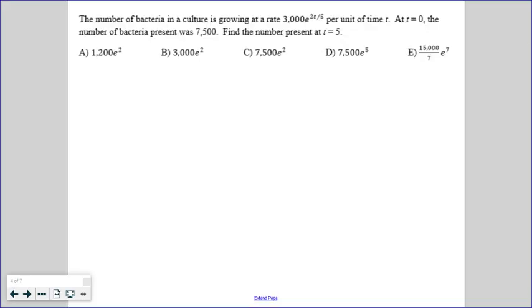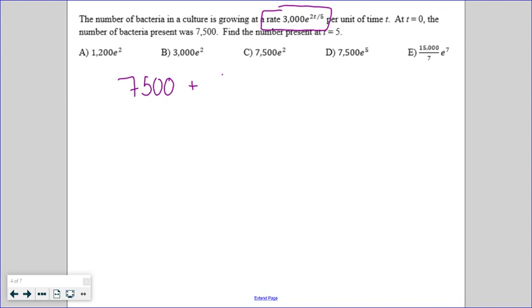All right, moving on to our next one. What we're looking at is the number of bacteria in a culture that grows at a rate of 33,000 e to the 2t over 5 per unit of time. And at time equals 0, the number of bacteria was 7,500. Find the number present at time equals 5. A couple different ways we can go about attacking this, but basically they're saying at time equals 0, at the very start, we've got 7,500 bacteria.